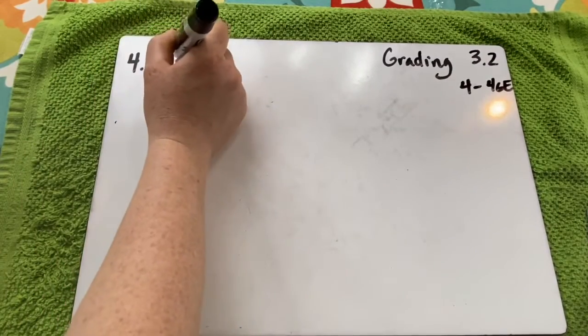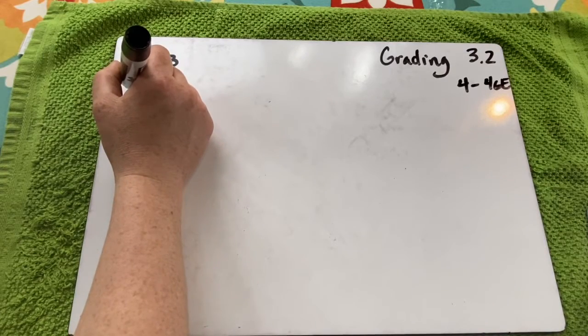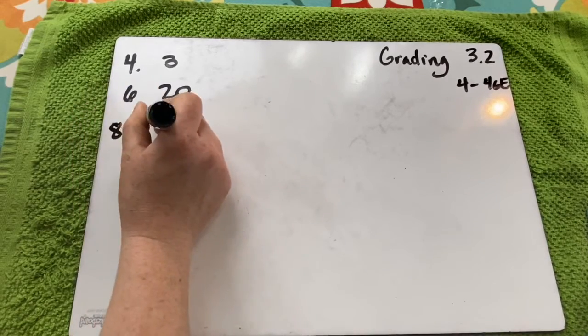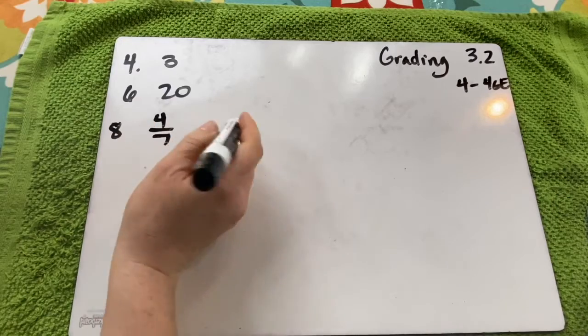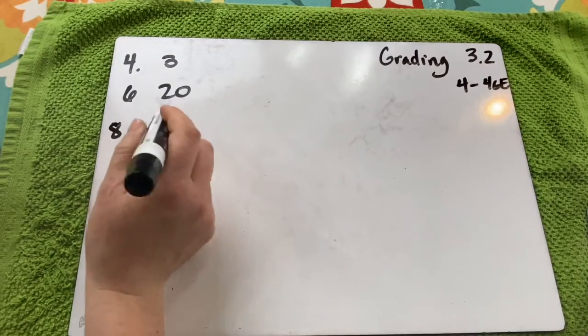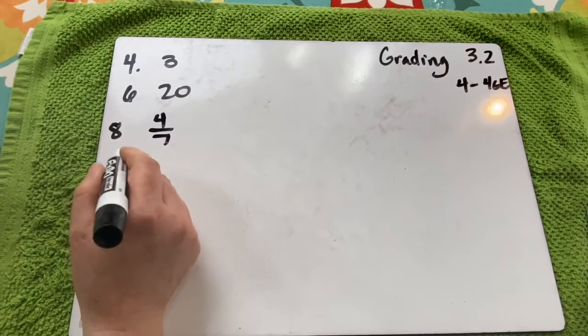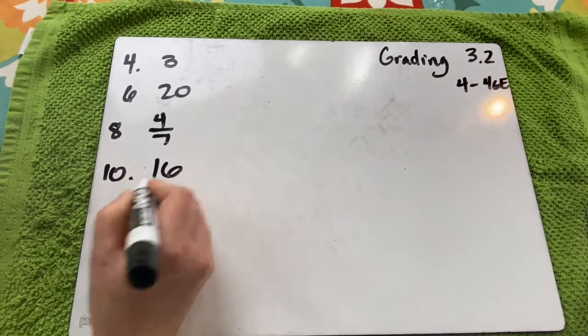Number 4 is 3. Number 6 is 20. Number 8 is 4 over 7. If you have the decimal, it's okay, but you should have gotten to 4 over 7 somewhere in your work. Number 10 is 16.